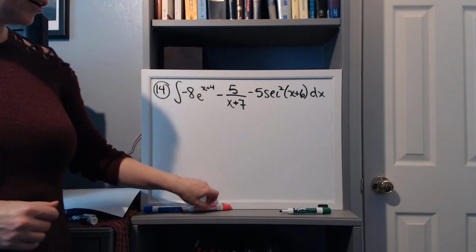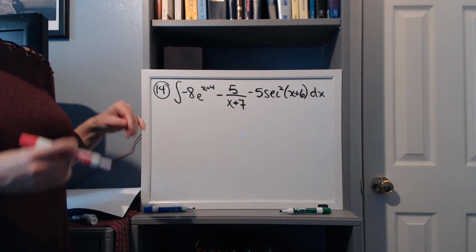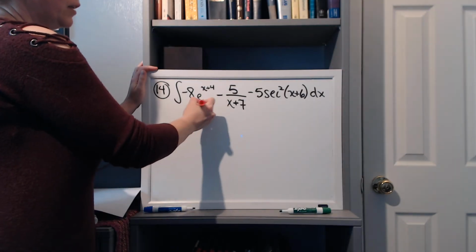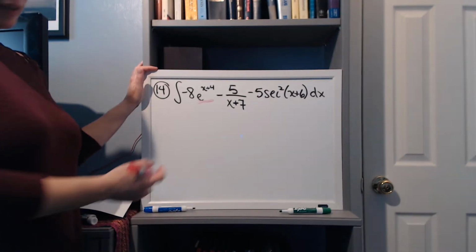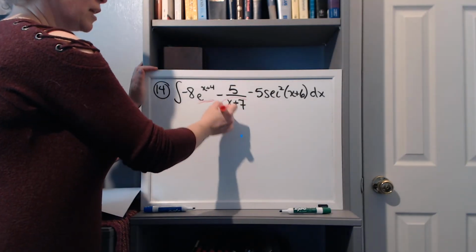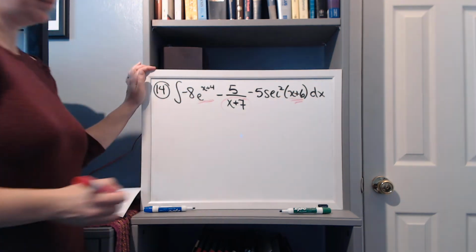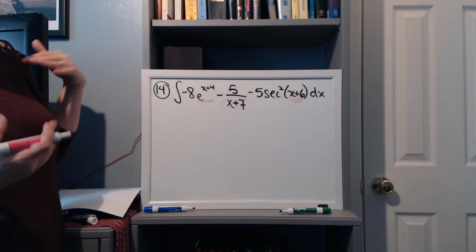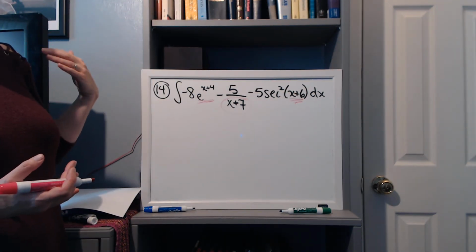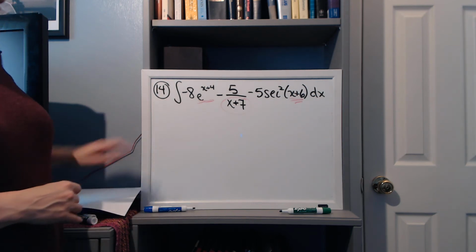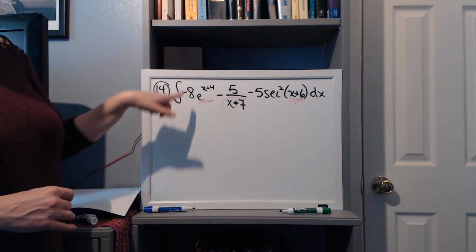Because what we've got here are things that look a lot like the antiderivative rules that we have. We've got something involving e to a power. We have a 5 over something. We have a secant squared of something. So we should be thinking kind of about the chain rule here, but we want to think about what would happen if we were to take the derivative of a term like this.